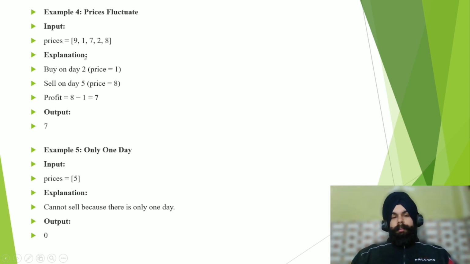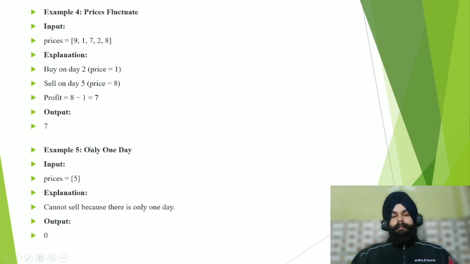So in this prices array, our maximum profit will be 8 minus 1. Here is the explanation. Let's suppose we buy on day 2, our price will be 1, and if we sell on day 5, our price will be 8. So our profit will be 8 minus 1, which is equal to 7.